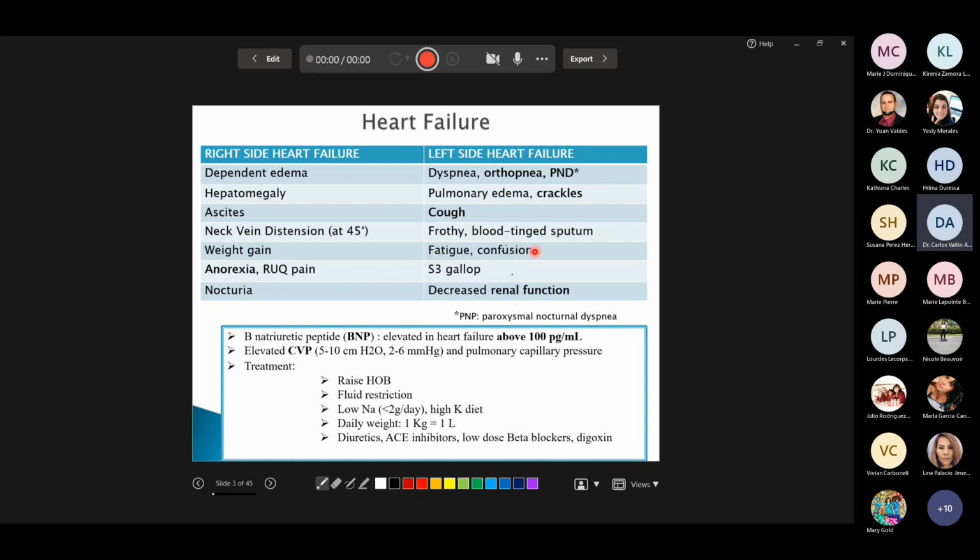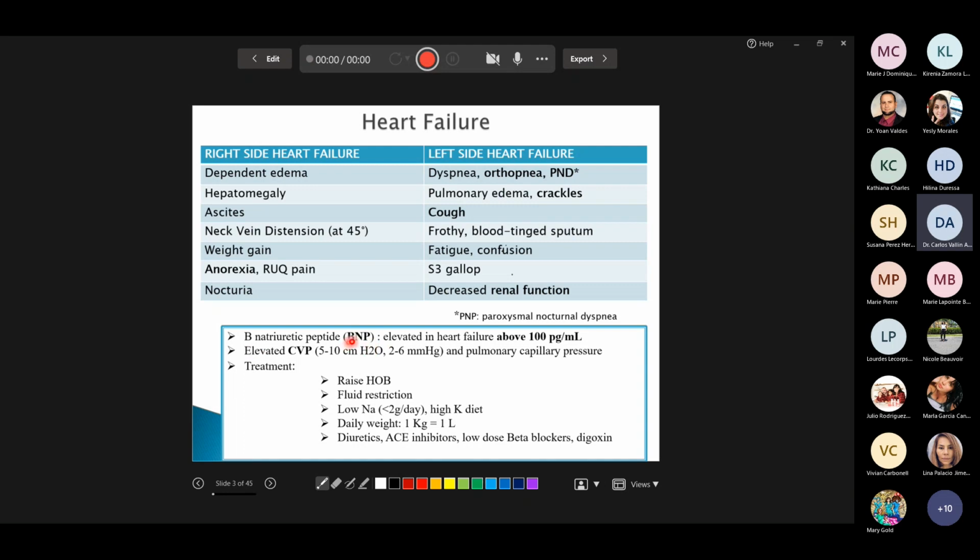You can have fatigue and confusion because the failure of the left heart in its function of pumping blood to the brain, confusion, muscle fatigue, you know, the failure of the oxygenation of those organs produces the fatigue and the confusion. We studied in assessment that the presence of an S3 gallop translates in heart failure. And you know that the production of urine will be decreased in left heart failure because less volume of liquid is pumped to the renal arteries. If the patient receives treatment and the left heart failure improves, then you'll see the increment of the production of urine.